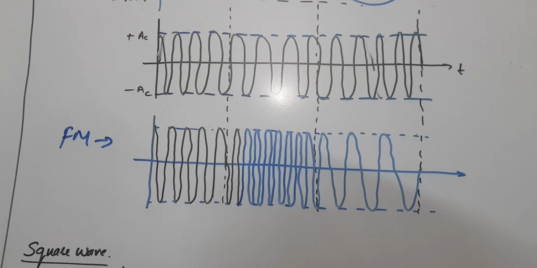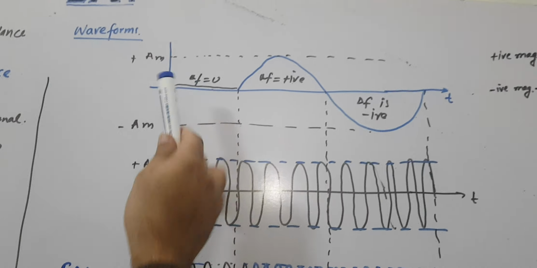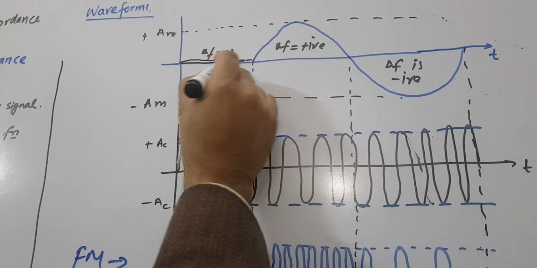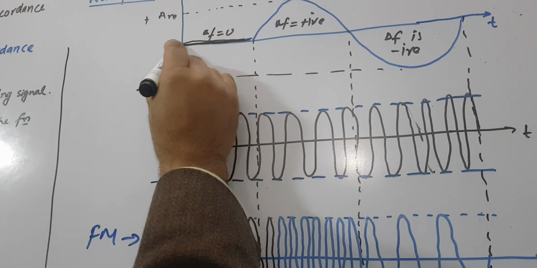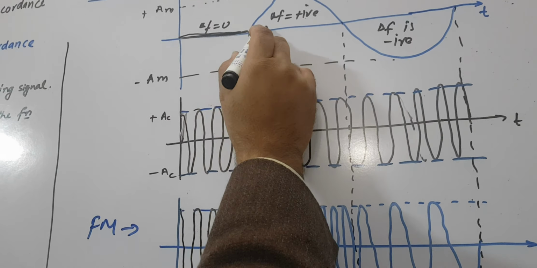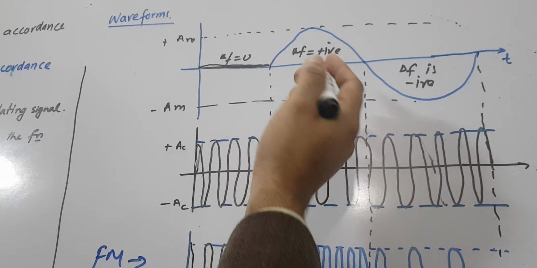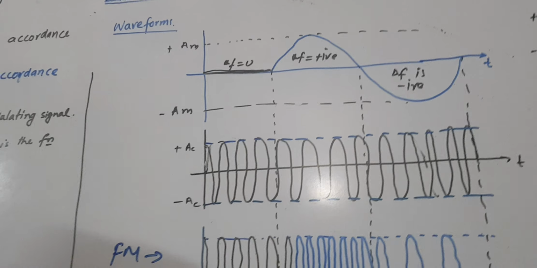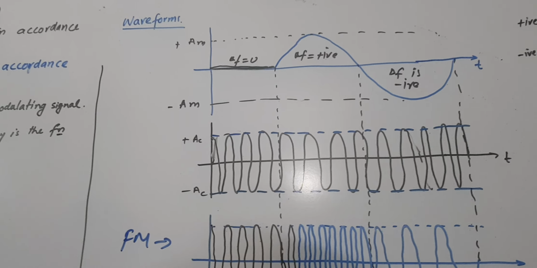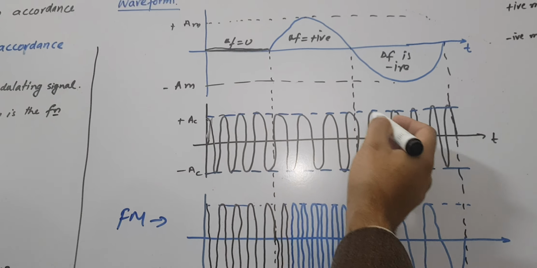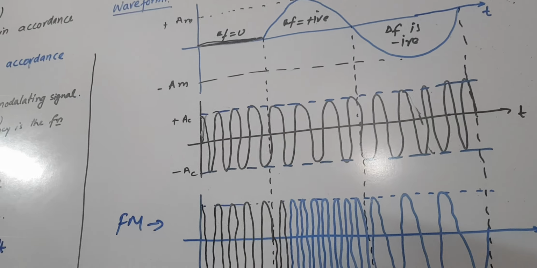You can see that here the frequency deviation is 0, at this position it is 0 frequency deviation, nothing is going to be changed. But here you can see the frequency deviation is positive. A positive magnitude means the deviation is positive. If the magnitude is negative, the deviation is negative. The amplitude of the carrier remains constant. But what about the FM?